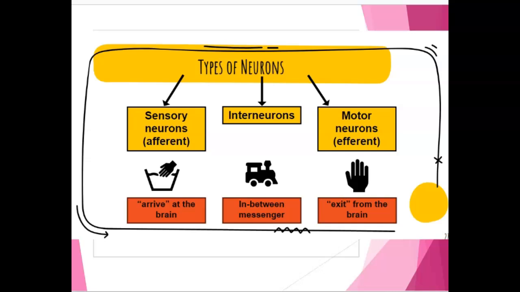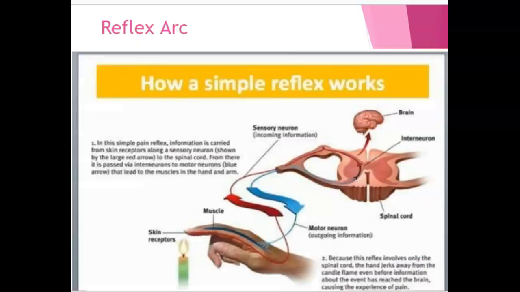Interneurons we can think of as our in-between messengers. They're helping to connect in between the sensory and the motor neurons. And then motor neurons are exiting from the brain. They're efferent. They're carrying the brain's response back down the spinal cord and to the muscles. So if you were to decide that you feel something hot and then you're going to move your arm or your leg away from whatever you're touching, the sensory neuron would feel that and carry that message up to the brain and then back down through the motor neurons to your muscles to help you move.